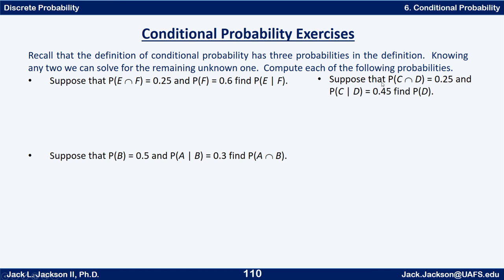And finally, the third one, the probability of C intersect D is 0.25. We know that, and suppose we also know the probability of C given D is 0.45. Can we use that to find the probability of D? So first of all, tell me if this situation is possible or not, if I've given you enough information to do it, and if so, then go ahead and compute that probability. So let you think about this a little bit and see if you can work these out. Come back when you're ready. Press pause now.